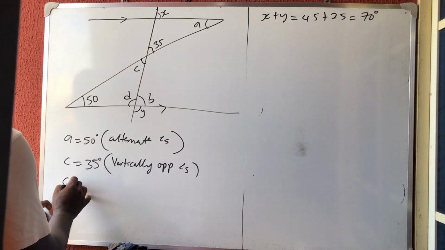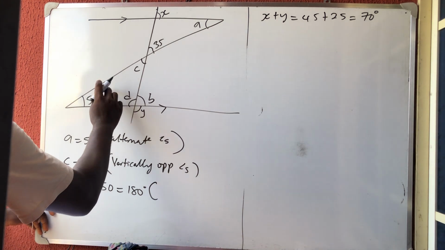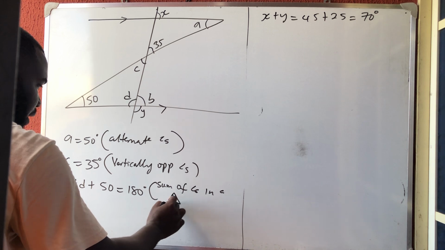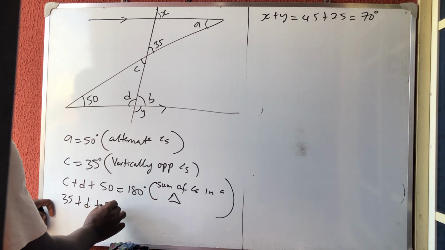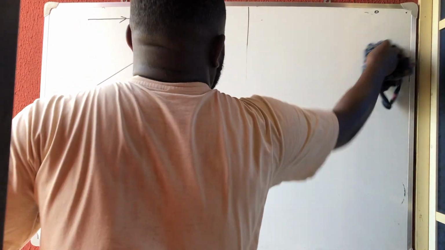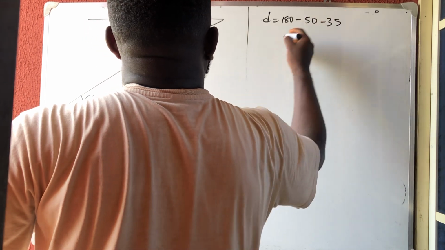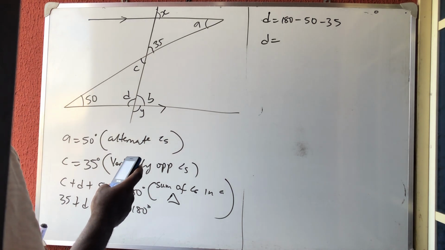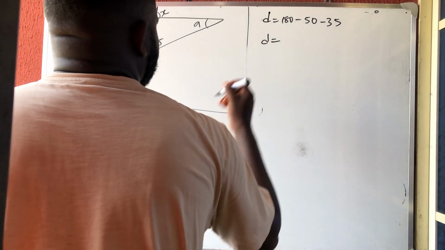Because I can say that C plus D plus 50 is equal to 180 degrees. What is my reason? Sum of angles in a triangle. Okay, so what do we have now? This is 35 plus D plus 50 is equal to 180 degrees. So therefore my D will be equal to 180 minus 50 minus 35. So therefore my D is equal to 95 degrees.